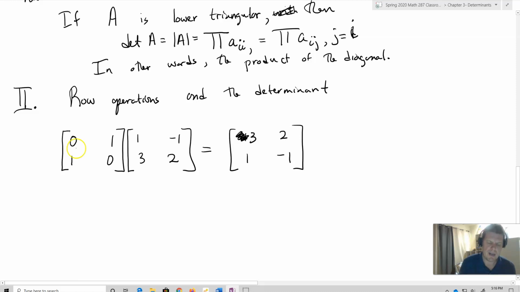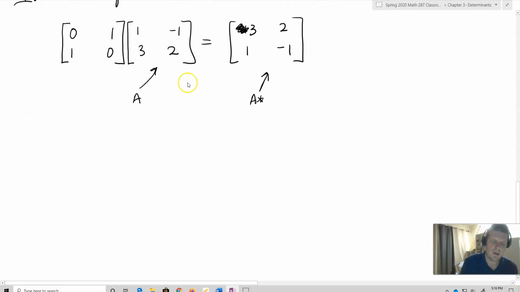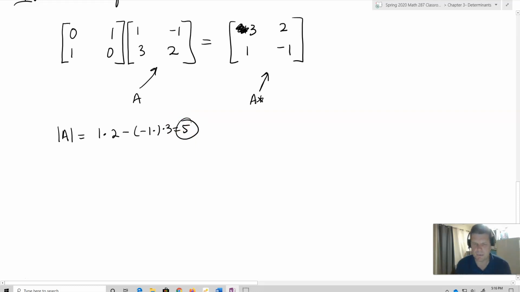What I want to notice is that we'll call the original matrix A, and the new matrix, the result of the row operation, A star. The determinant of A was equal to 1 times 2 minus negative 1 times 3, which we had equal to 5. Our original matrix has a determinant equal to 5. And the determinant of A star is going to equal 3 times negative 1 minus 2 times 1, which equals negative 5.